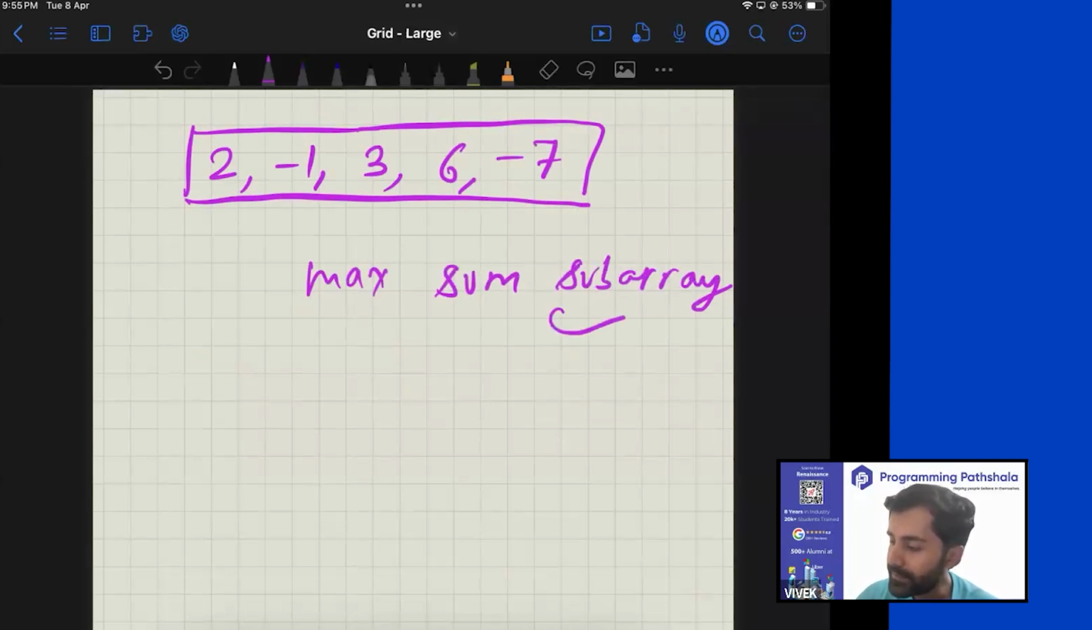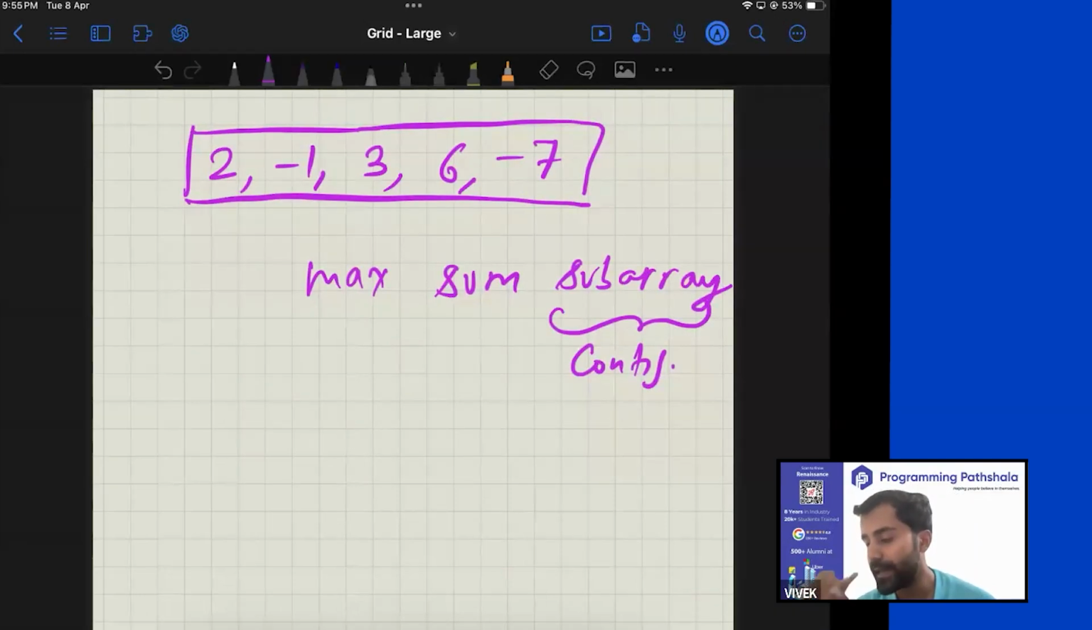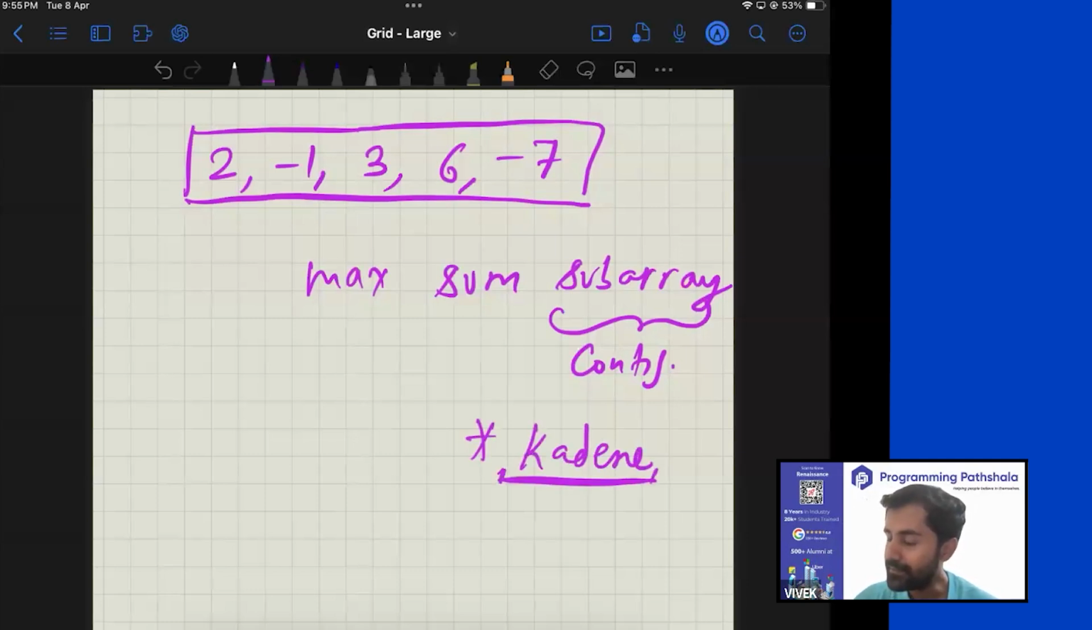You understand what a subarray is? Subarray means an array inside an array. So it has to be contiguous. Can you tell me which subarray has the maximum sum, and what is that sum? Yeah, I was quite sure I would hear about algorithms like Kadane and all. Yeah, we'll probably touch upon it. But what is the answer for this array?